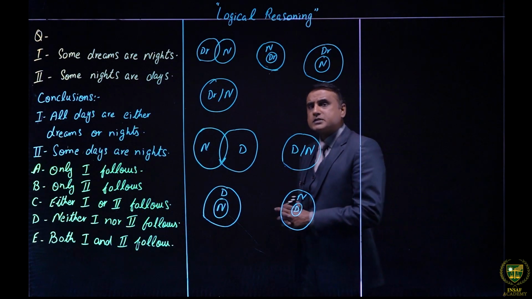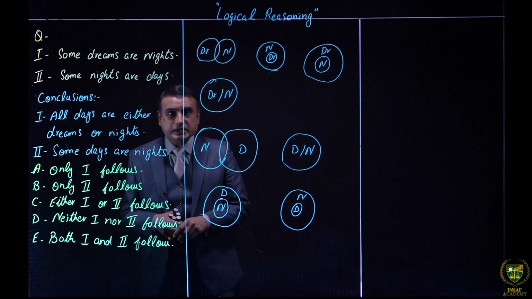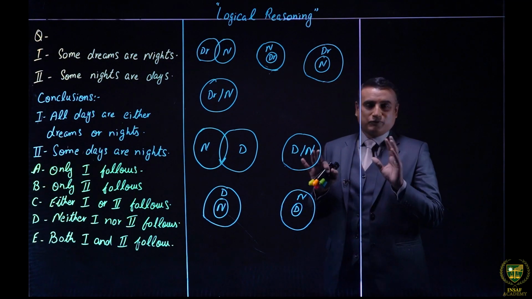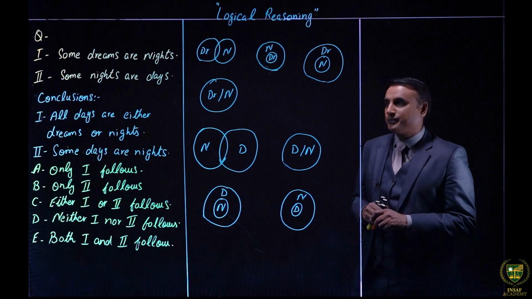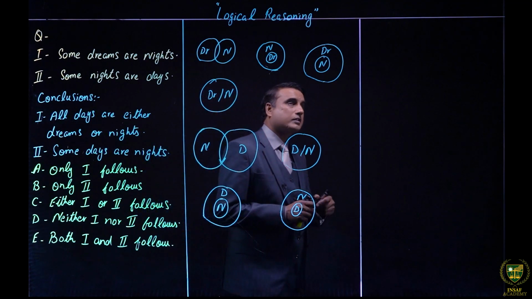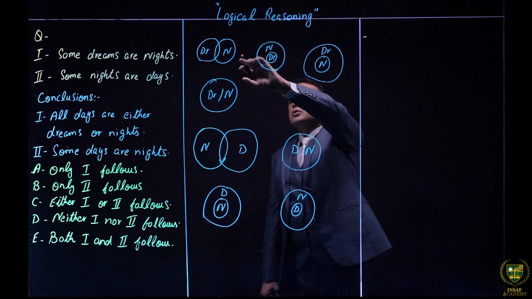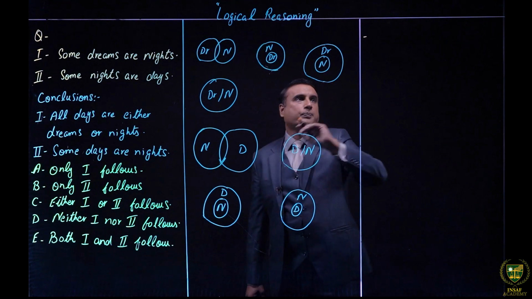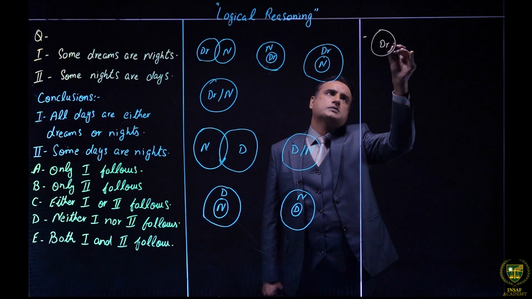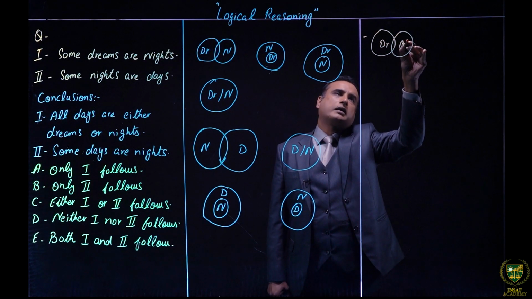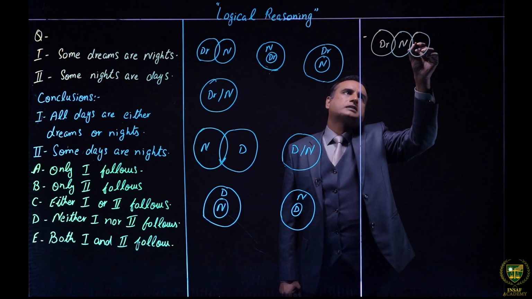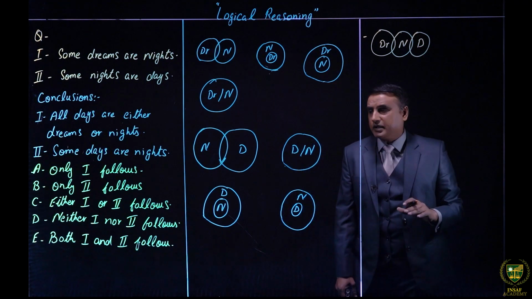Now let's combine these statements. Because both the statements are particular positive and we need to draw the maximum number of diagrams in particular positive, be ready for a bit of hard work in this particular question. You will have to draw each and every possibility. So first I'm combining these two. It is dreams, and here we have nights, and some parts can be either, obviously that can be day.